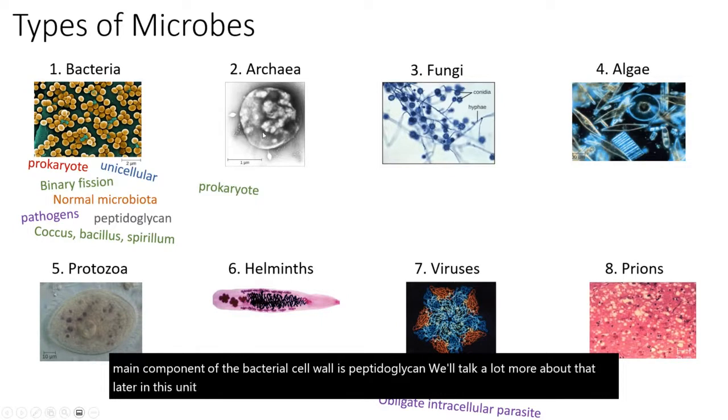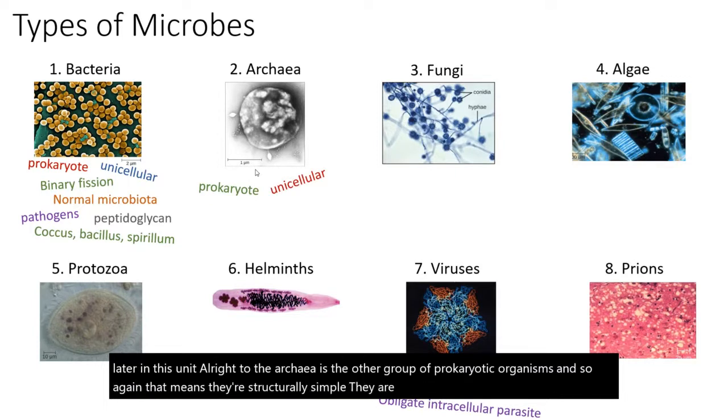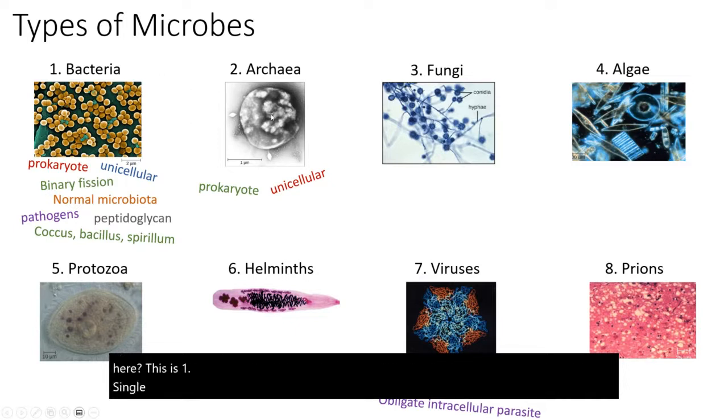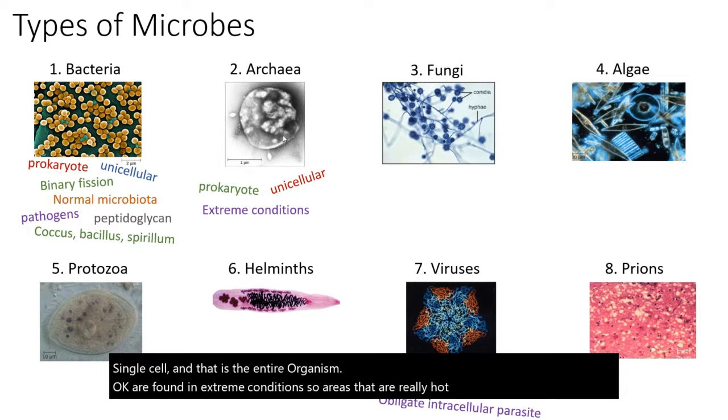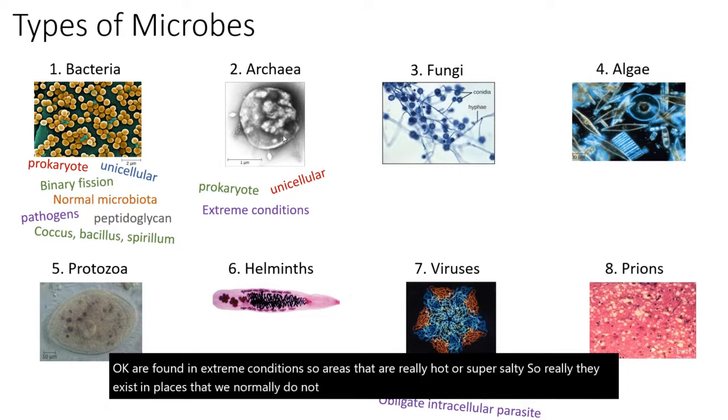All right, on to the Archaea. The Archaea are the other group of prokaryotic organisms. So again, that means they're structurally simple. They are also unicellular. What you see here is one single cell, and that is the entire organism. Archaea are found in extreme conditions, areas that are really hot or super salty. So really, they exist in places that we normally do not encounter. So the Archaea don't really ever affect us, okay?